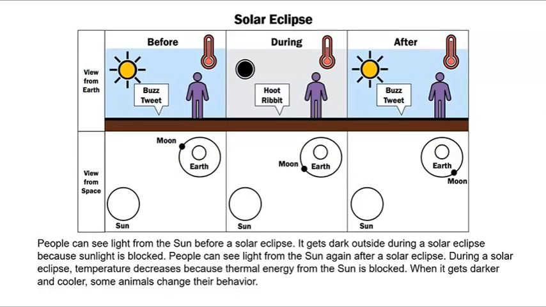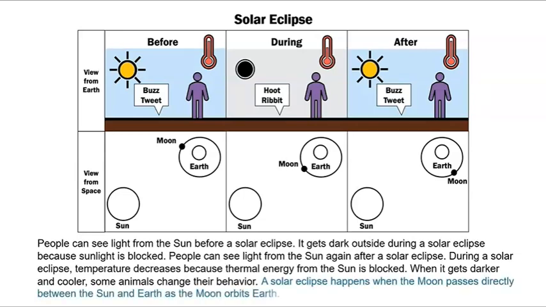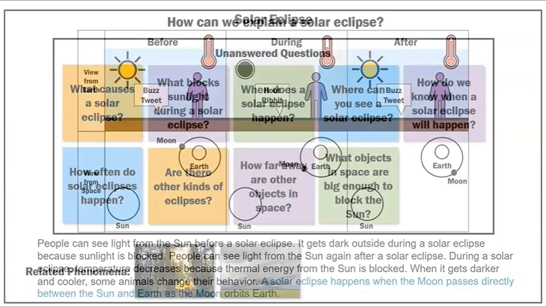Let's also update our explanation. We can say a solar eclipse happens when the moon passes directly between the sun and Earth as the moon orbits Earth. Great. Your task after this lesson will be to complete the class model.